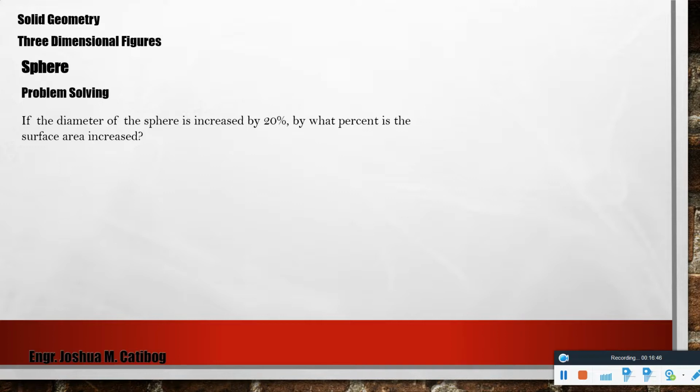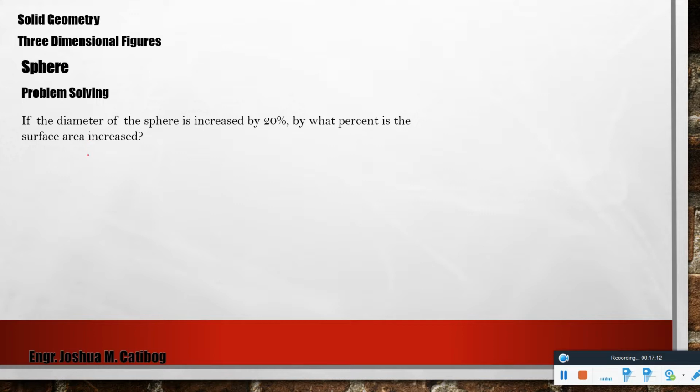So, the diameter of the sphere is increased by 20%. By what percent is the surface area increased? If the diameter of the sphere is increased by 20%, by what percent is the surface area increased? Okay, ito guys yung mga problems na sinasabi ko na pag wala pong given, you are going to work with variables. Okay, so basically, formula lang naman po tayo dito.